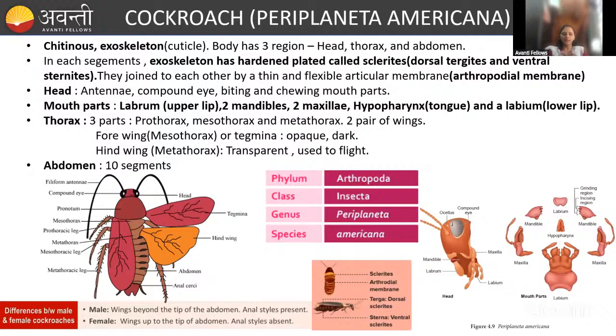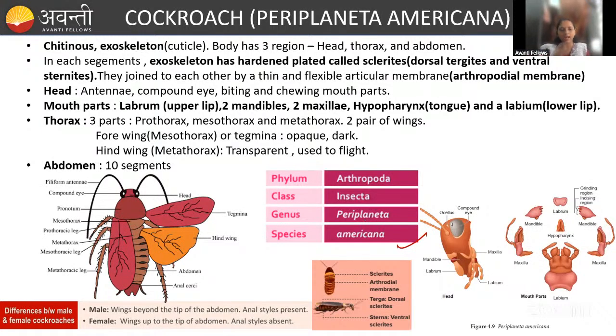Okay. Let us go to the most important part, guys, the cockroach. I think you've seen cockroaches everywhere, right? Mainly you can see the cockroach only in the night time, because those are nocturnal. In the night time, you can see cockroaches in the kitchen, in the bathroom, and everywhere. Mainly it belongs to the phylum Arthropoda, the class is Insecta, genus is Periplaneta, species is Americana. The scientific name of the cockroach is Periplaneta americana.